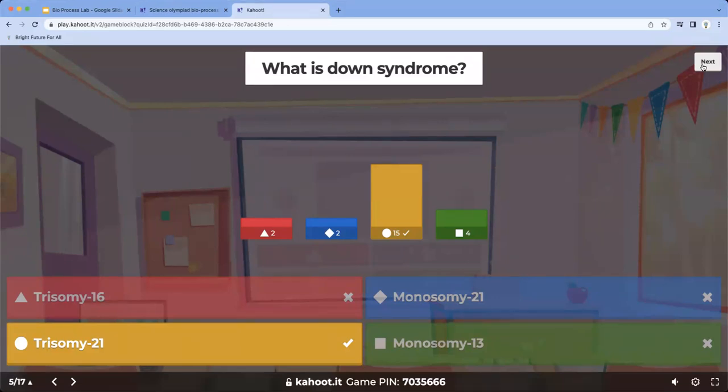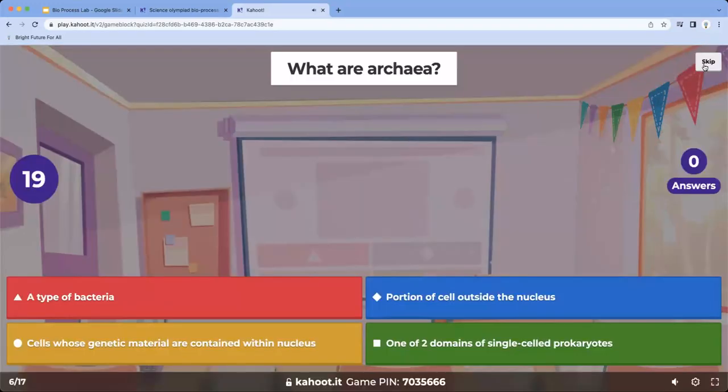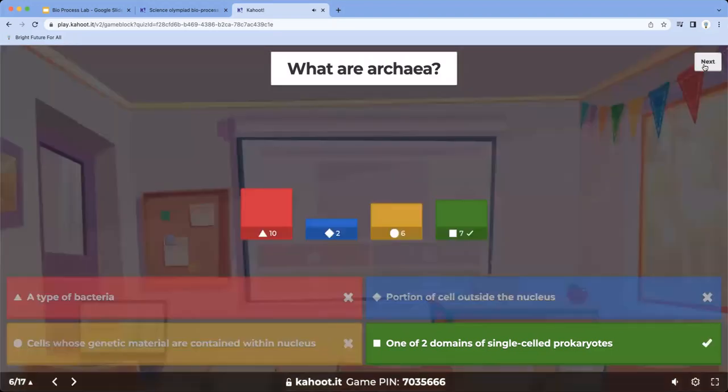Yep. So Down syndrome is when you have a third 21st chromosome, and this is known as trisomy 21. Good job to the 15 of you who got it. All right. Let's see the common misanswers.